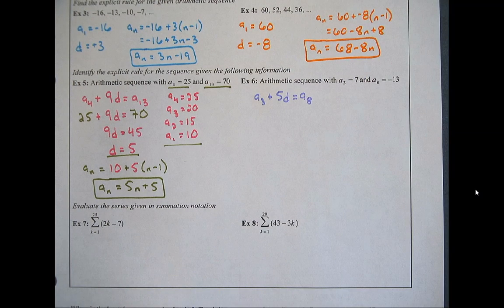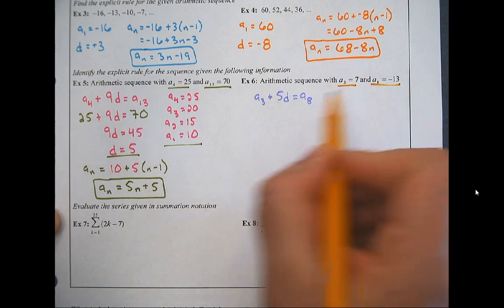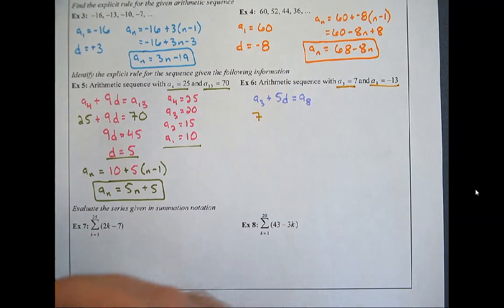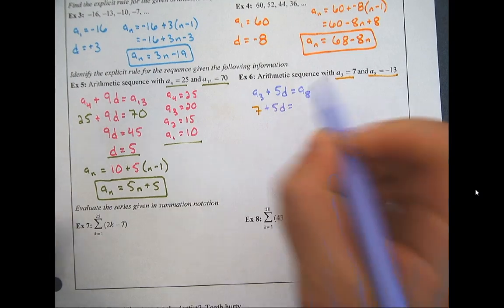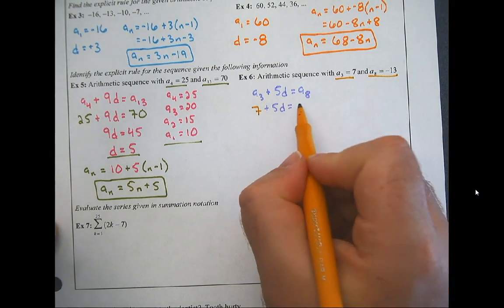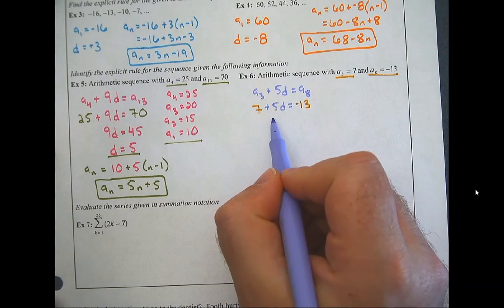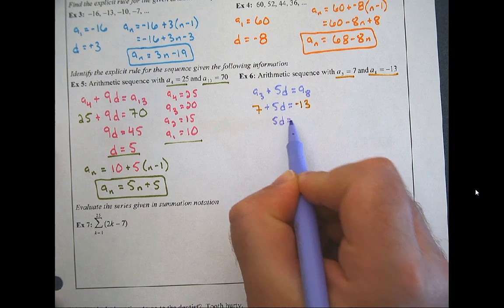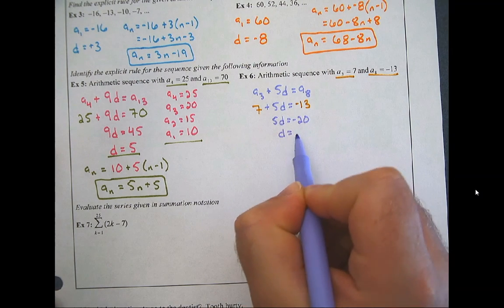A sub 8 and a sub 3 were given to me up here, so I can plug those in. A sub 3 is 7 plus 5 differences equals negative 13. Now I can do some algebra. I'm going to subtract the 7, so 5 differences equals negative 20. Divide by 5, I get difference equals negative 4.